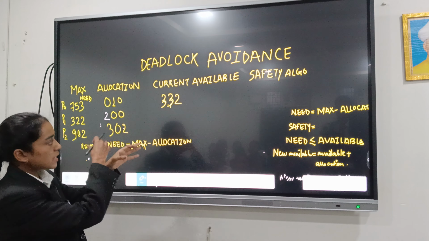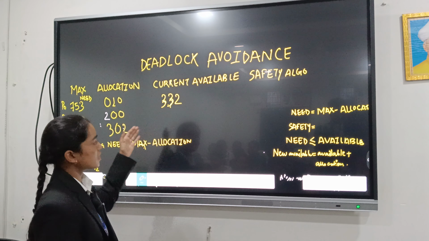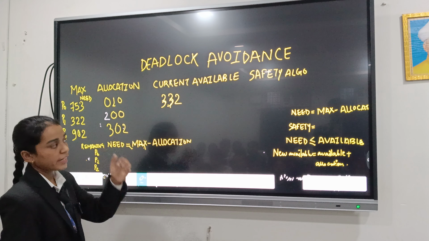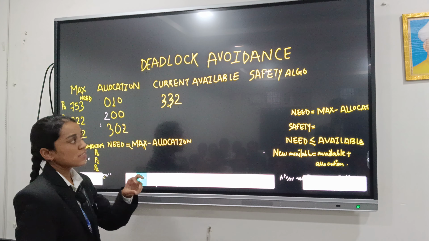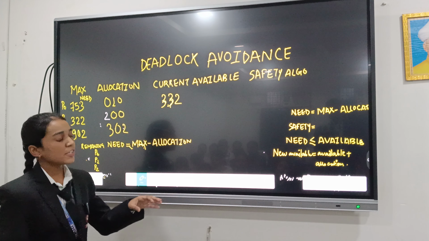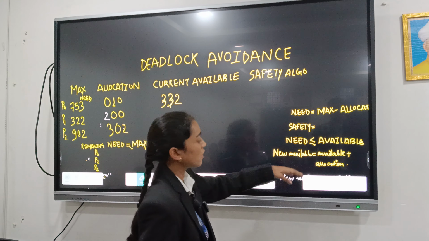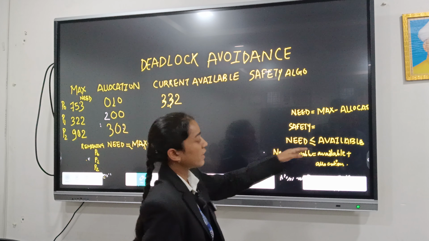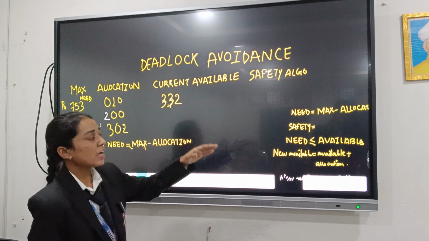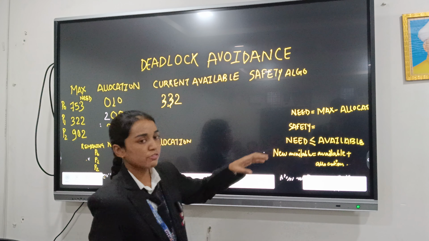Basically these things are given in the question, and by checking whether the process is in a safe state or not, we decide whether the process is in deadlock or not. There are two conditions, safe and unsafe. In a safe condition there is no chance of deadlock. We check the safe condition by comparing that the available should be greater than the need. If this condition is satisfied, then our process is in a safe condition and there will be no deadlock. If the process fails to follow this rule, it will be in deadlock.